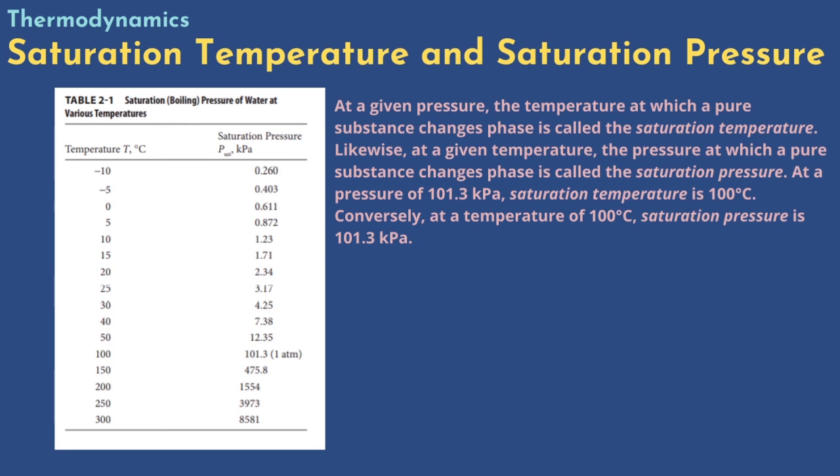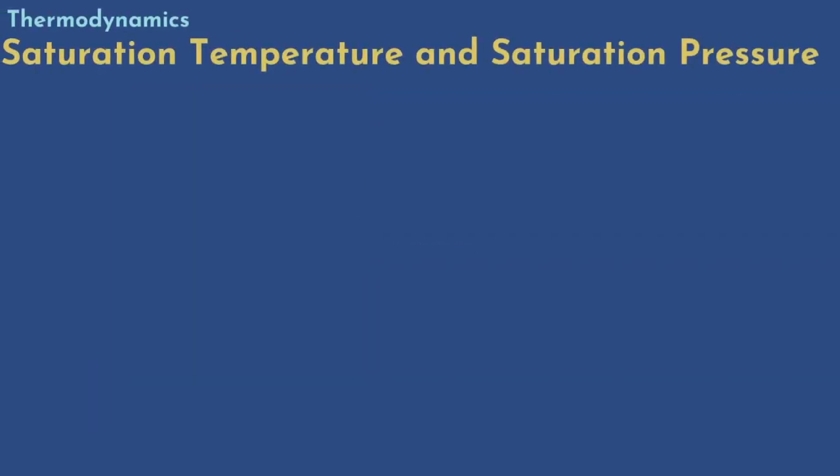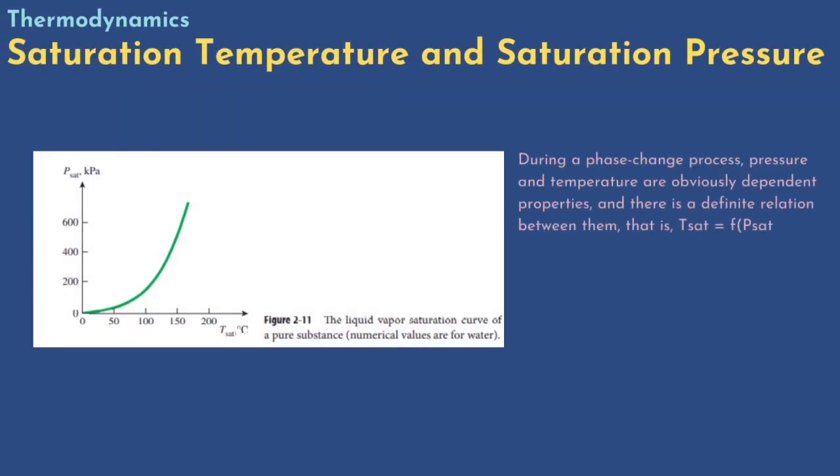This table indicates that the pressure of water changing phase, boiling or condensing, at 25 degrees Celsius must be at 3.17 kilopascal, and the pressure of water must be maintained at 3,976 kilopascal, or about 40 atm, to have it boil at 250 degrees Celsius. Also, water can be frozen by dropping its pressure below 0.61 kilopascal. During a phase change process, pressure and temperature are obviously dependent properties, and there is a definite relation between them.